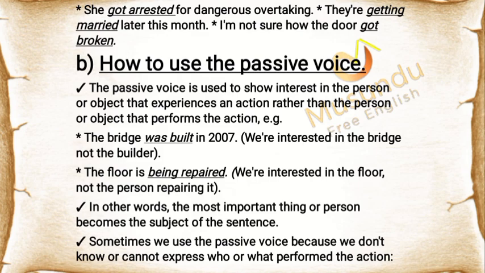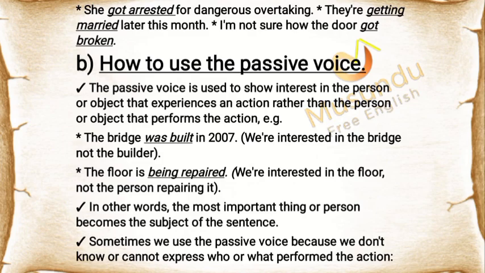The passive voice is used to show interest in the person or object that experiences an action rather than the person or object that performs the action, e.g., the bridge was built in 2007. We're interested in the bridge, not the builder. The floor is being repaired. We're interested in the floor, not the person repairing it. In other words, the most important thing or person becomes the subject of the sentence.